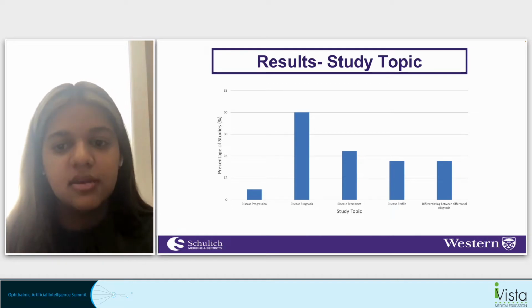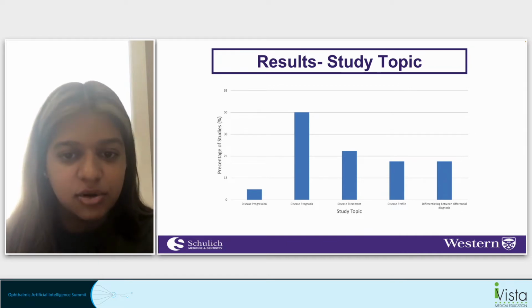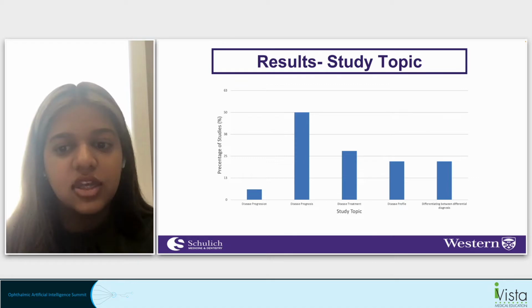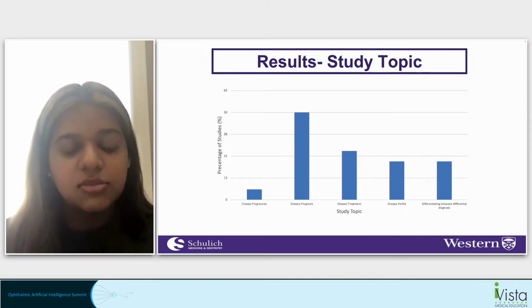We classified the study based on study topic, and as you can see, most studies focused on disease prognosis, followed by disease treatment, differentiating between diseases, disease profile, and lastly, disease progression. However, in the studies concerning uveitis, most studies focused on disease differentiation, specifically looking at cytokine levels in uveitis presenting diseases such as Behcet's disease, herpes-induced uveitis, and idiopathic uveitis, whereas most studies concerning uveal melanoma studied disease prognosis.